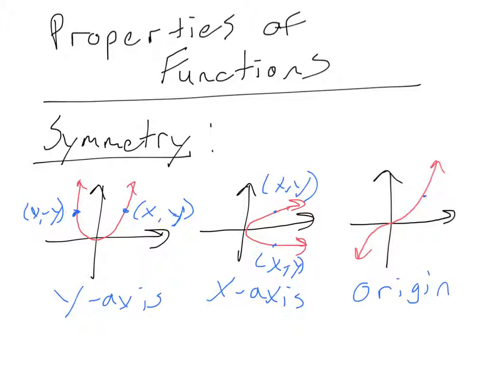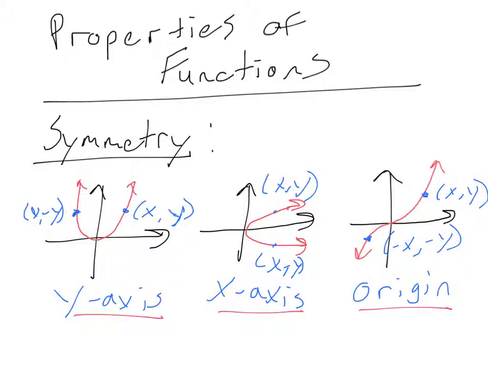And so once again, if the point (x, y) is on the function, what other point must be on the function? Negative x, negative y. Yep. Okay, so these are the three types of symmetry that we're going to talk about: y-axis symmetry, x-axis symmetry, and origin symmetry, right?